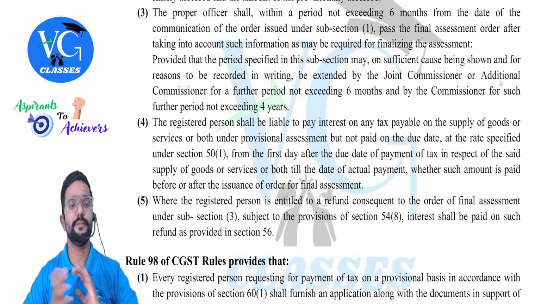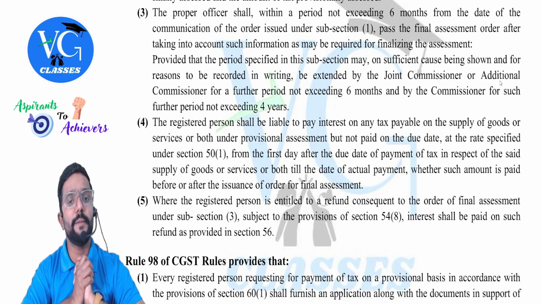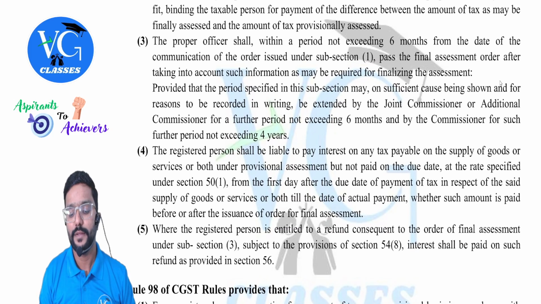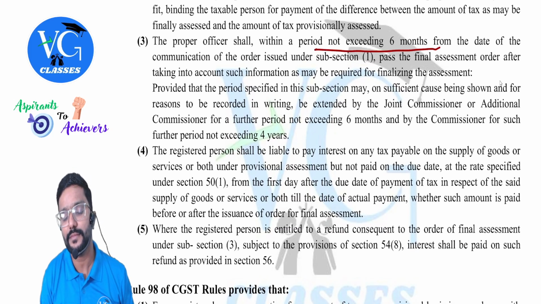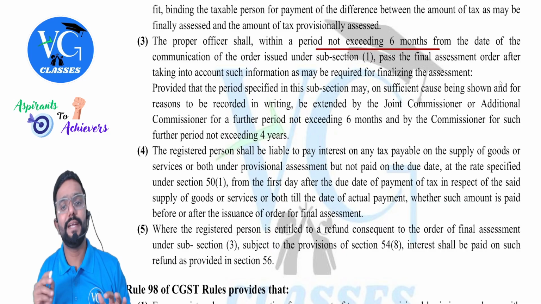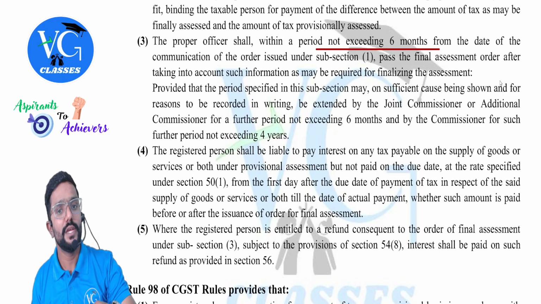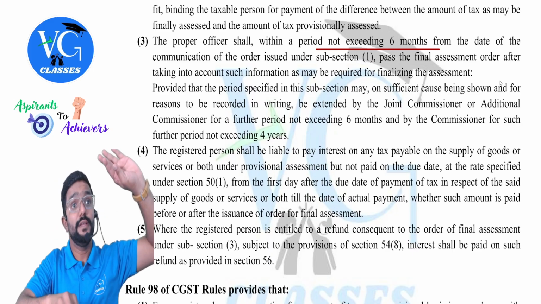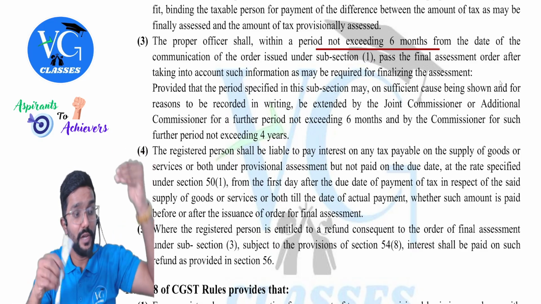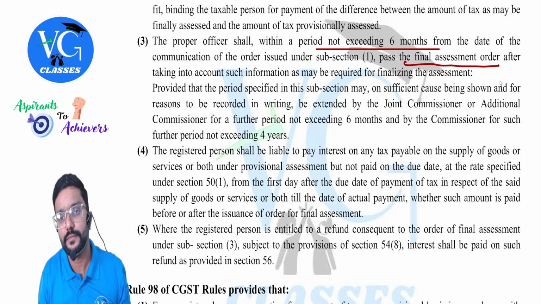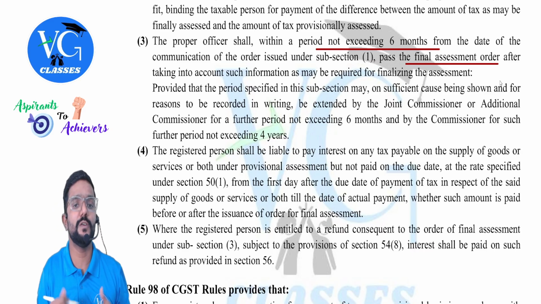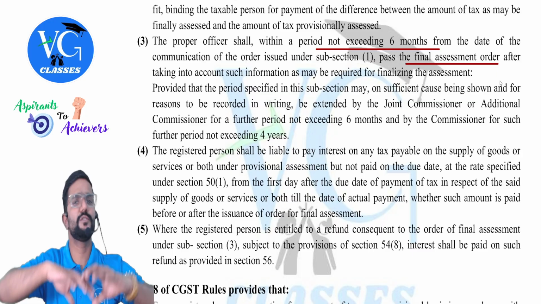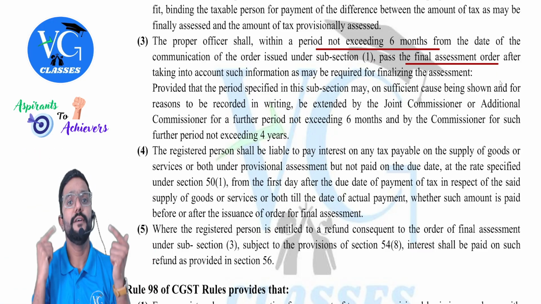Okay. Subsection 3. The proper officer shall within a period not exceeding 6 months, means within 6 months in simple, from the date of the communication of the order issued under subsection 1, pass the final assessment order. Initially it was estimation, now final order, after taking into account such information as may be required for finalizing the assessment. So you will collect all the information and pass a final order.